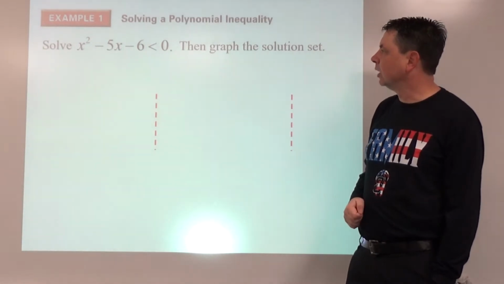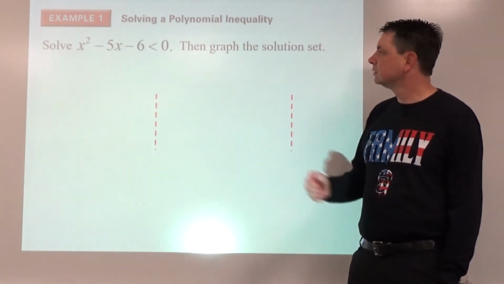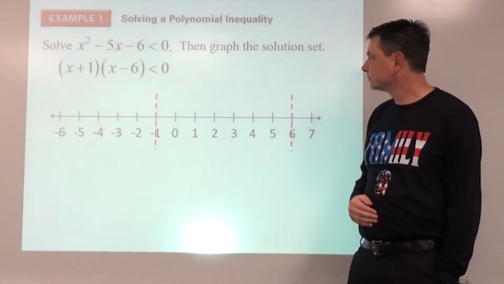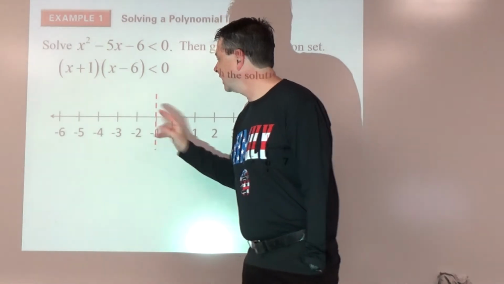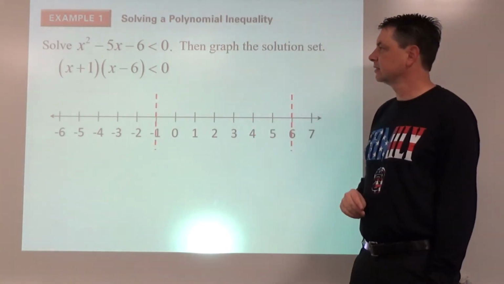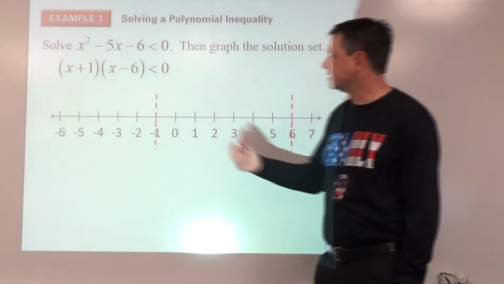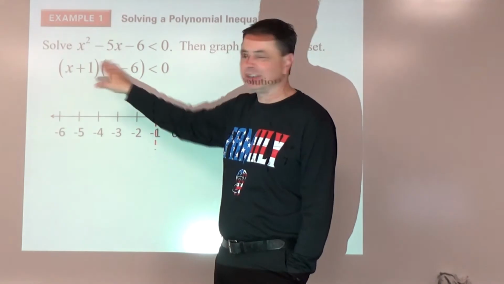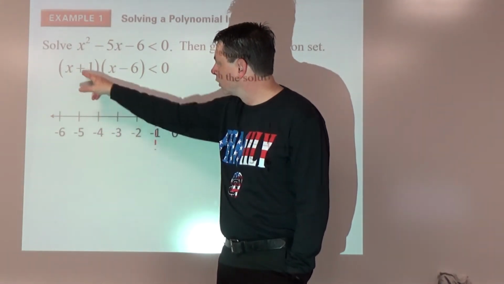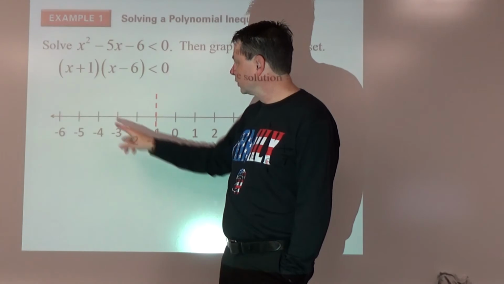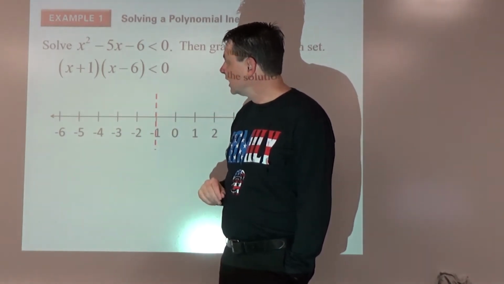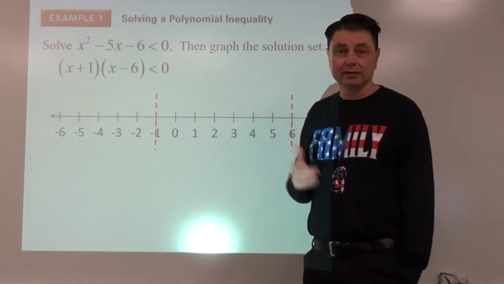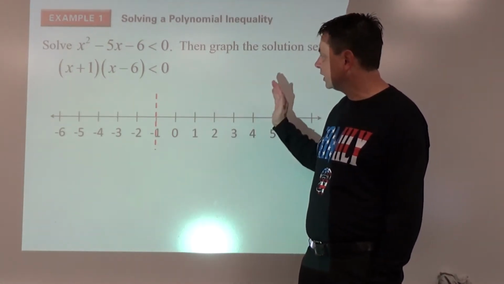All right, example number 1. Solve, graph the solution set. So we're going to factor first. We would get critical numbers at -1 and +6. And then we're going to test the interval. We would try something like -4. And we could do it here or here. Might be easier in the factor form. If we substitute in -4, we would be talking about -3 times -10 is +30. Is that less than 0? It is not.